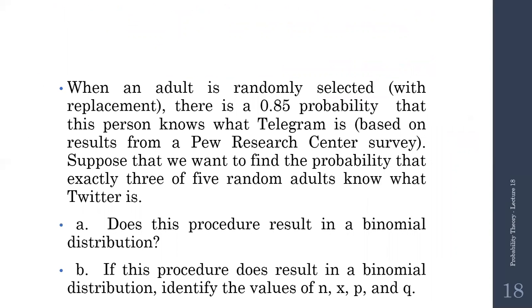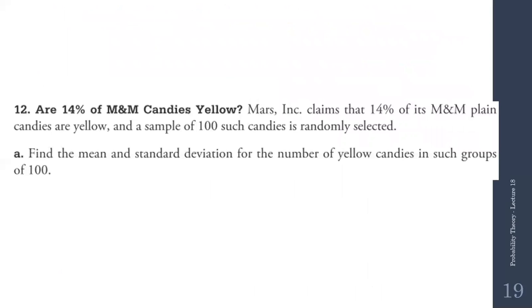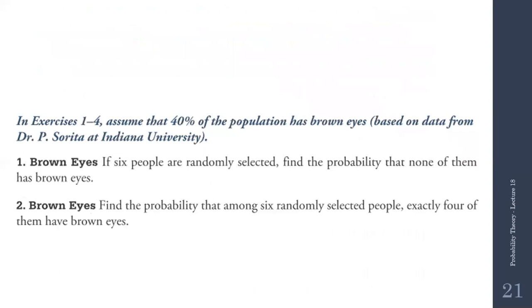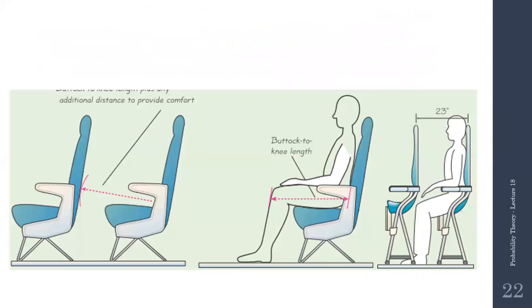When an adult is randomly selected with replacement, there is a 0.85 probability that this person knows Telegram, and the other questions. Here we have M&M's, set questions, brown eyes, and the last one. What is this? What do you think? This is the chair or sofa of an airplane. Why do we need this?